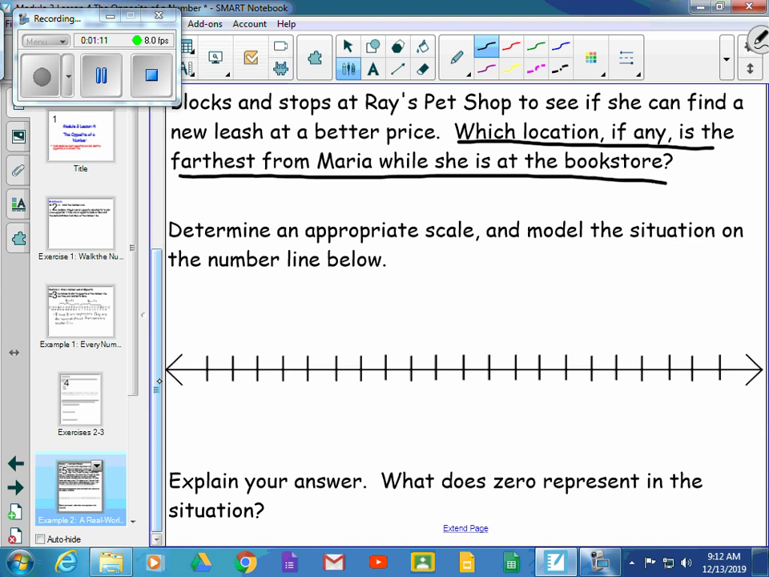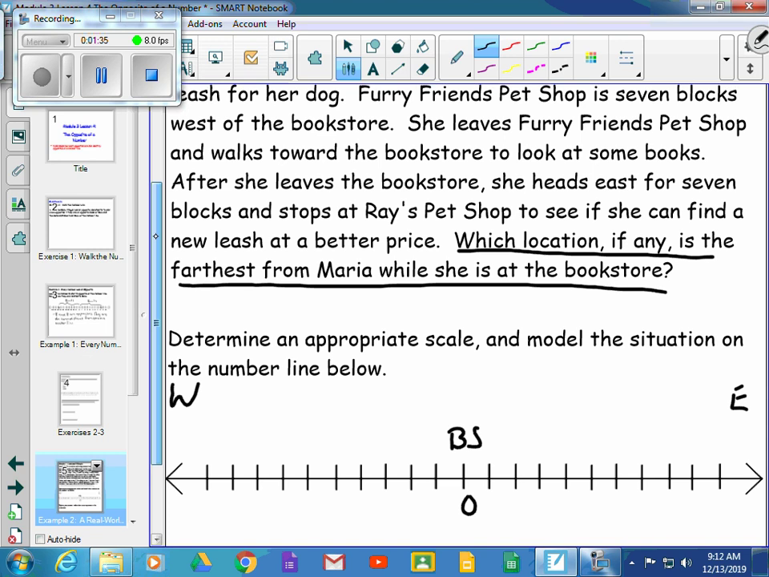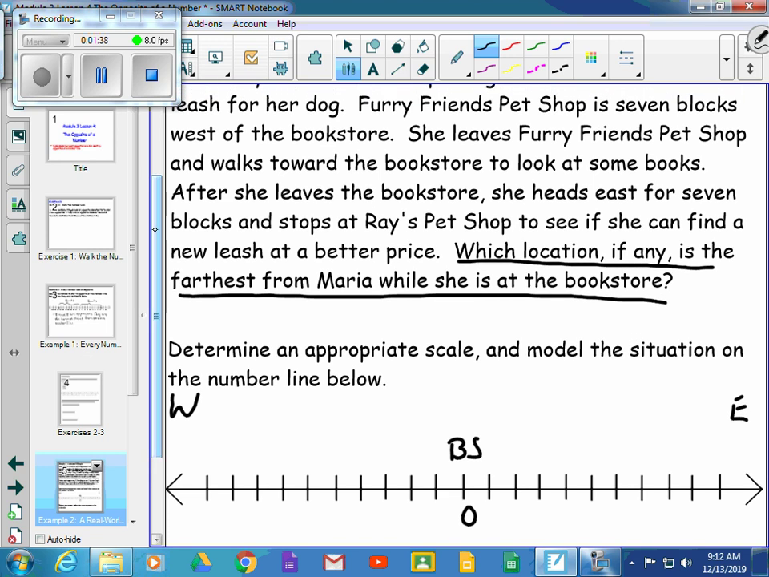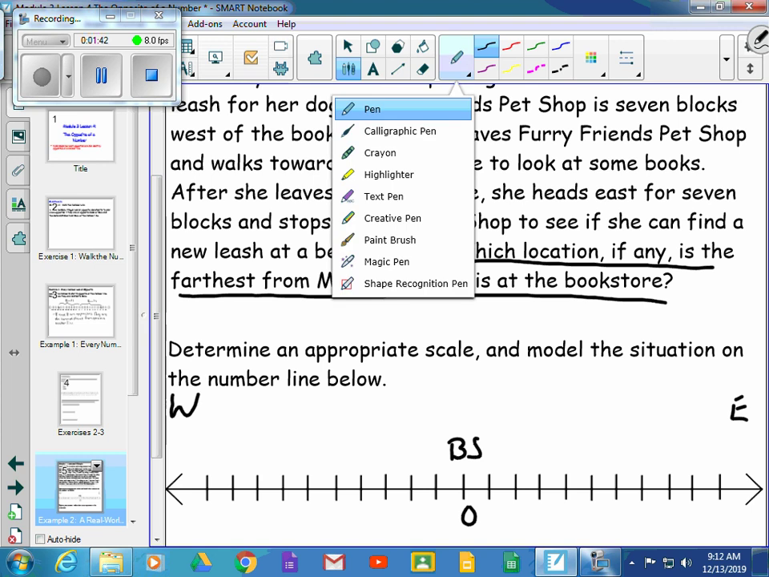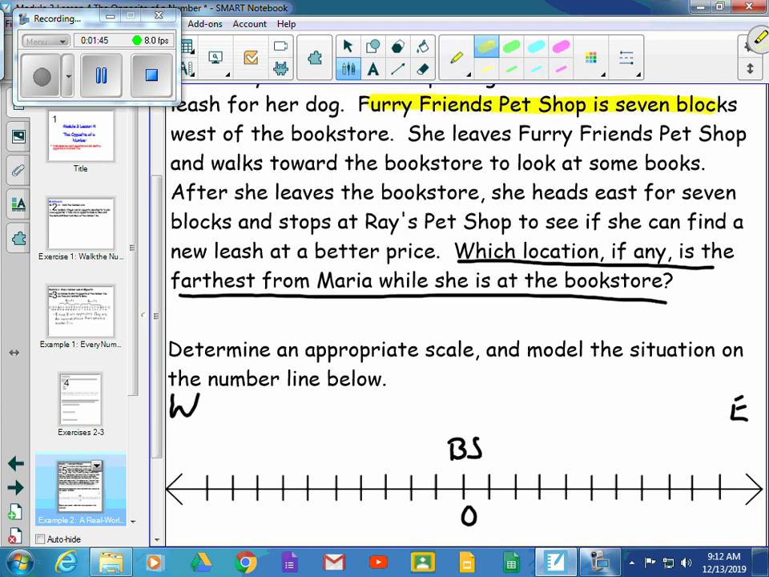So we're going to use the location of the bookstore as 0 on our number line. The starting point, the bookstore. Now, if we have a horizontal number line like this, we can assume that to the left is west and to the right is east, just like on a compass on a map. They told us in the problem that Furry Friends pet shop is 7 blocks west of the bookstore.